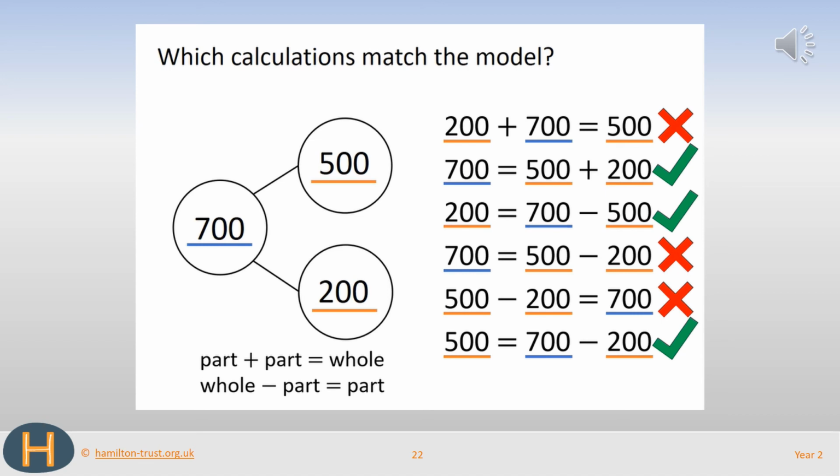700 equals 500, take away 200. Let's have a think. 500 take away 200. I get 300 there, so 700 is wrong. 500 take away 200, 500, 400, 300. So 700 is wrong. Last one, 500 equals 700, take away 200. So if I look at that part-whole model, that one matches. 700, take away 200, 700, 600, 500. There we go, 500 is right.